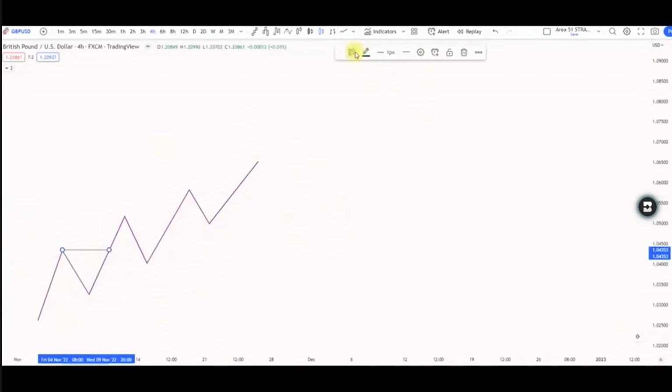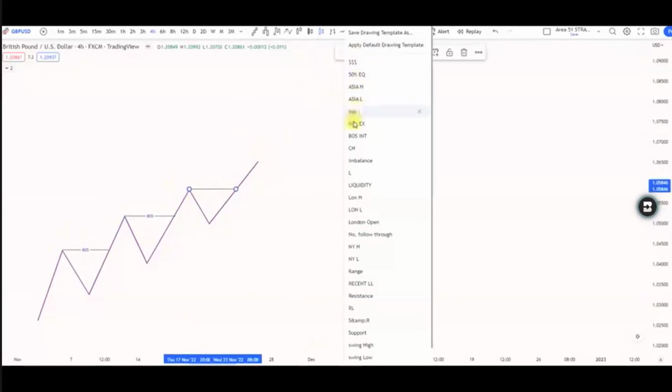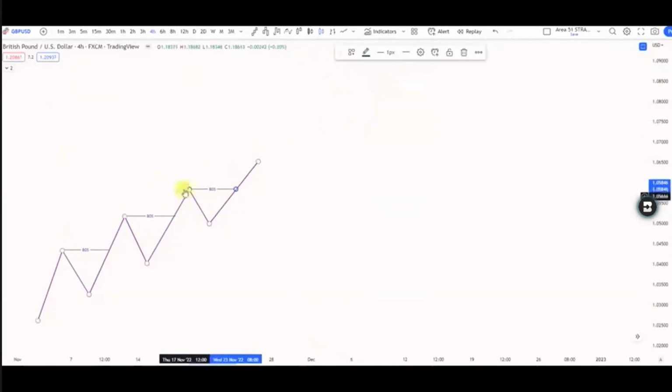We're gonna have to mark our break of structures. Okay, BOS stands for break of structure. So mark all your break of structures until your latest break of structure, which is right here. All right, on the lower time frame, every pullback that you see here is going to look like it's creating a low high low low until it reverses back to the upside and continues with a higher time frame trend.